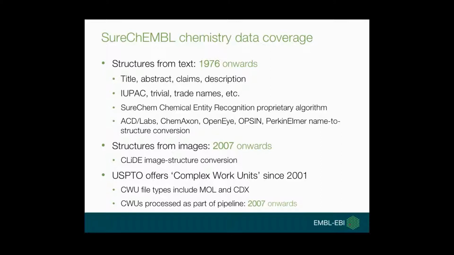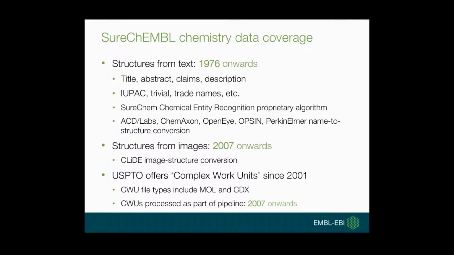For the entity recognition, we use a proprietary algorithm that came with the acquisition of SureChem. And then for the conversion of the entity to the corresponding structure, we use 5 different name to structure tools. 4 of them are commercial, and Opsin is an open source one. As I said, we do the same thing for images. For that we use Clyde for the image to structure conversion, and this is done for patents from 2007 onwards.